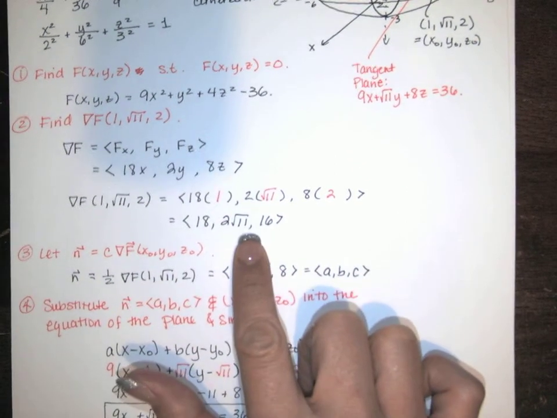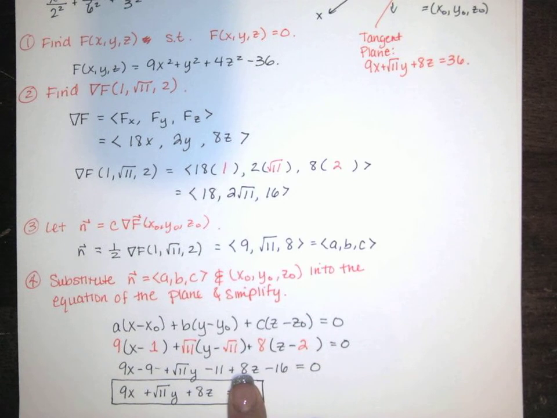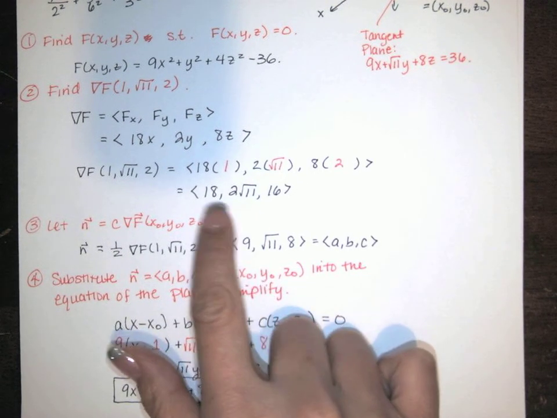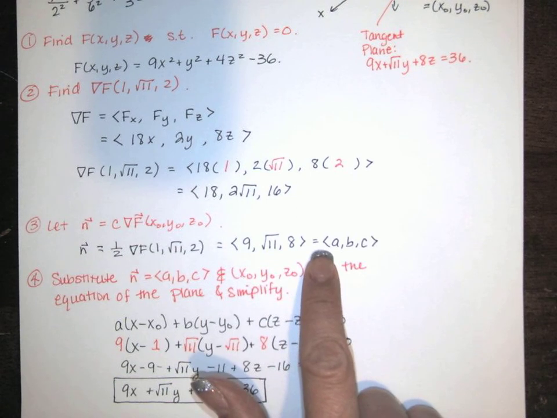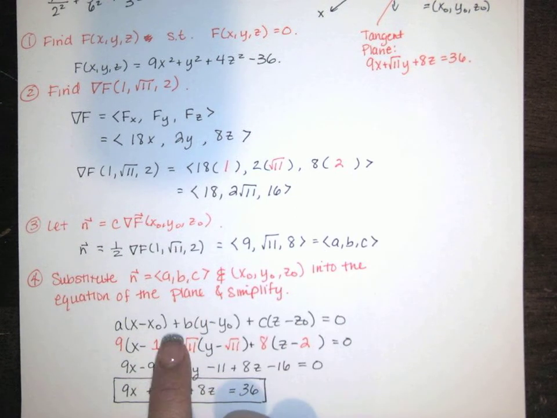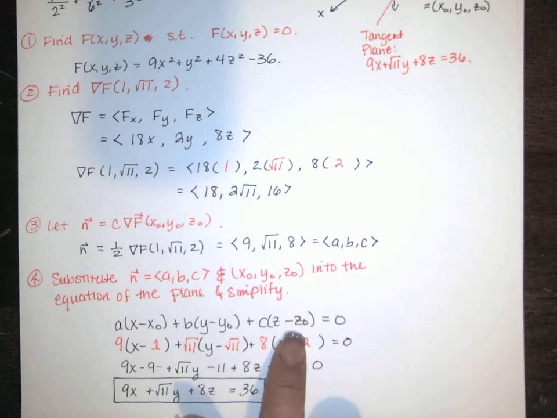Now you could have just as easily used that as your normal down here. The whole equation would be the same, just multiplied by 2. So I used the simplified version of the normal. And I just substitute my A, B, and C, substitute my x naught, y naught, z naught, simplify, and I get the simplified equation of the plane.